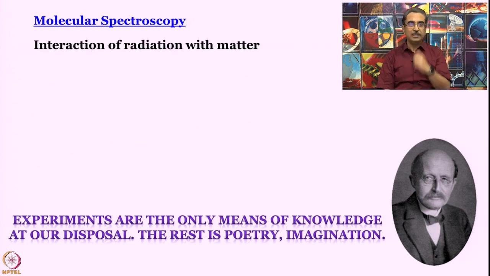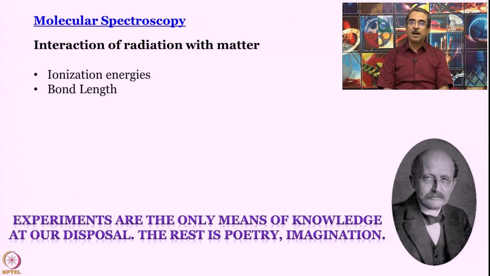In molecular spectroscopy, we study the interaction of radiation with matter. We are already exposed to molecular spectroscopy to some extent, because we did talk about photoelectron spectrum. We will talk about some other forms of spectroscopy here. Ionization energies is something that we have already access to. Now we are going to learn, how do we determine bond length experimentally using spectroscopy? How do we determine bond strength?